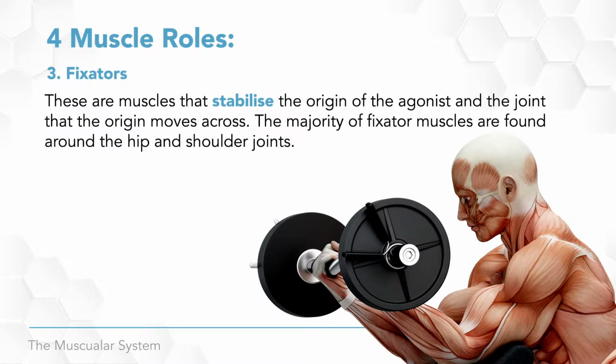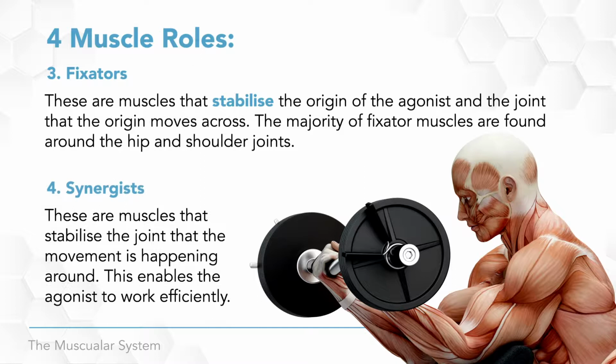Thirdly, we have fixators. These are muscles that stabilize the origin of the agonist and the joint that the origin moves across. The majority of fixator muscles are found around the hip and shoulder joints. An example of a fixator would be the rotator cuff muscles acting as fixators in bicep curls.